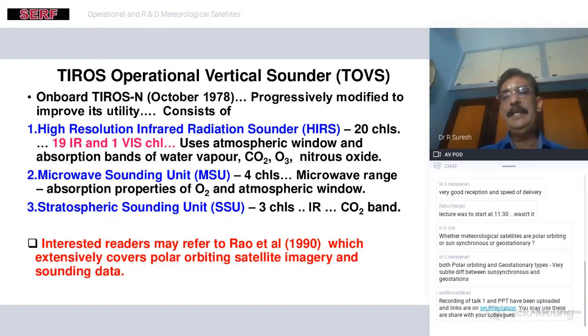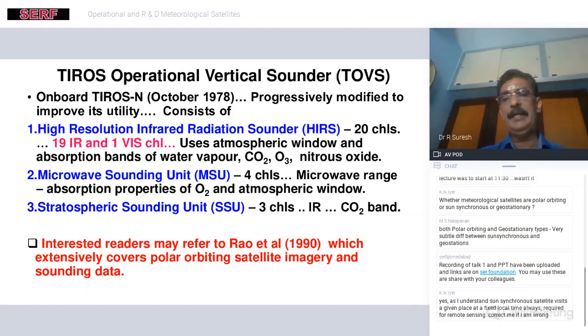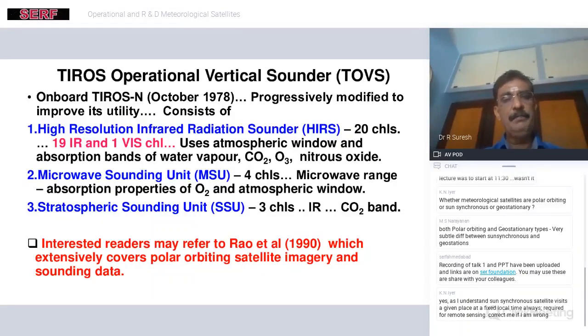Whereas the satellite is viewing the total area alike, so the resolution between two successive sounding points is very much finer than what the existing radiosonde stations, which are sparsely located, provide. So that is the advantage of TOVS. It comprises three payloads: HIRS, which has 20 channels, out of which 19 channels are IR and one channel is visible; the microwave sounding unit, 4 channels; and the stratospheric sounding unit, 3 channels.